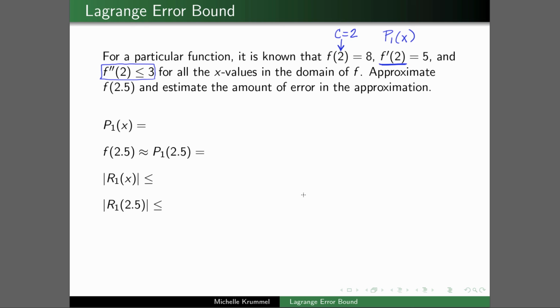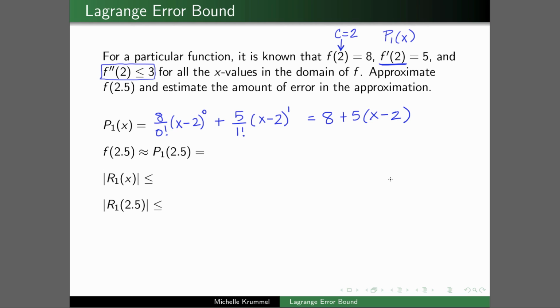For our degree 1 Taylor polynomial, our first term is going to be f of 2, which is 8, divided by 0 factorial, times x minus our center to the power 0. Our second term will be n equals 1. So we want f prime of 2. We're going to divide by 1 factorial, multiply by x minus the center to the power 1. Let's simplify those terms. That gives 8 plus 5 times x minus 2.